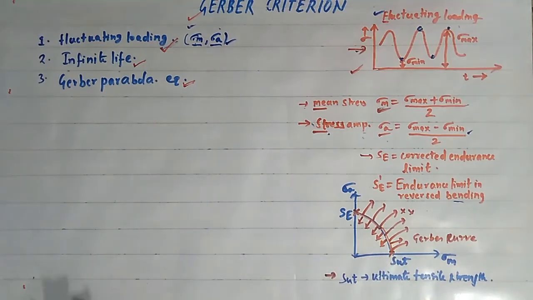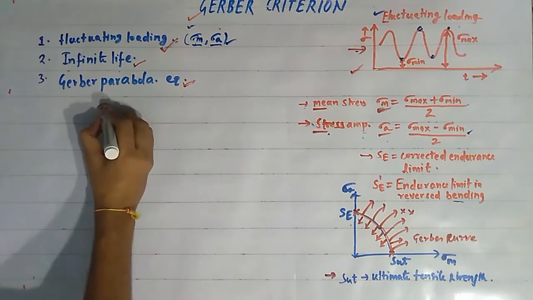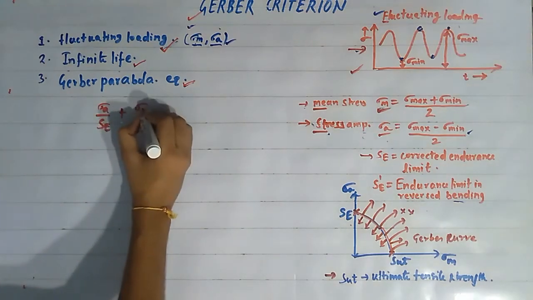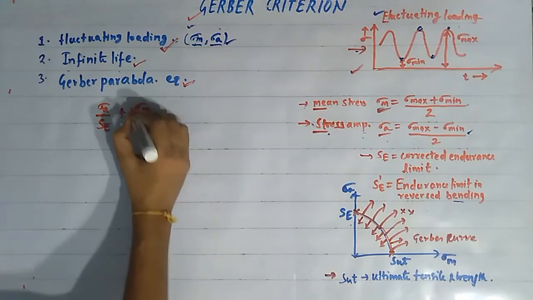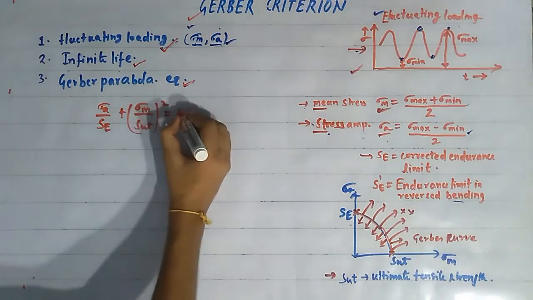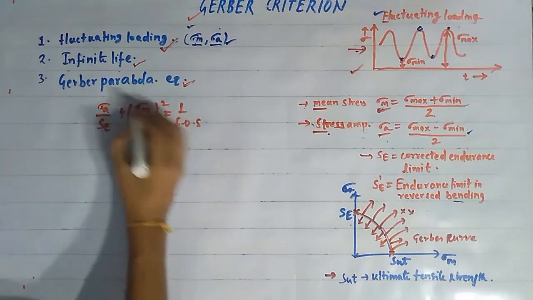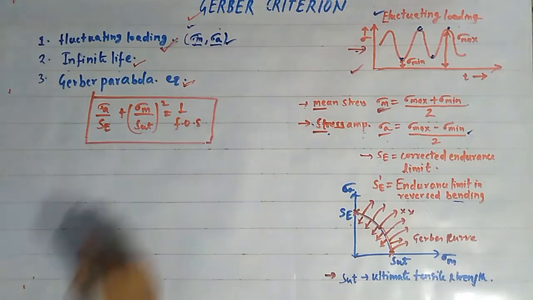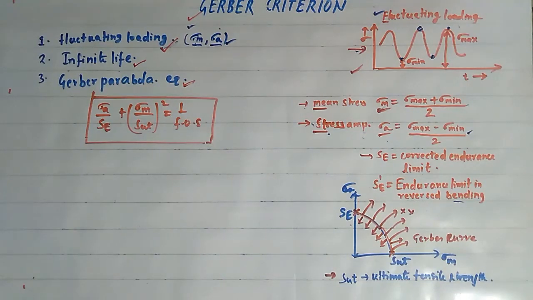So we will here find out the equation of the Gerber parabola from the experiment and the data which has been plotted. The equation will come out to be like this: (sigma a by SE) plus (sigma m by SUT) whole square is equal to 1 upon factor of safety. So this is the equation for the Gerber criteria. We have to use this equation to design the component which are subjected to the fluctuating loading condition according to the Gerber criteria.